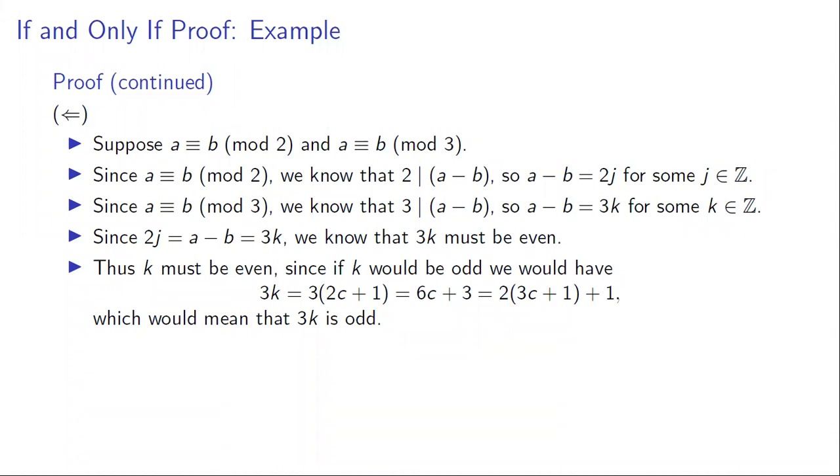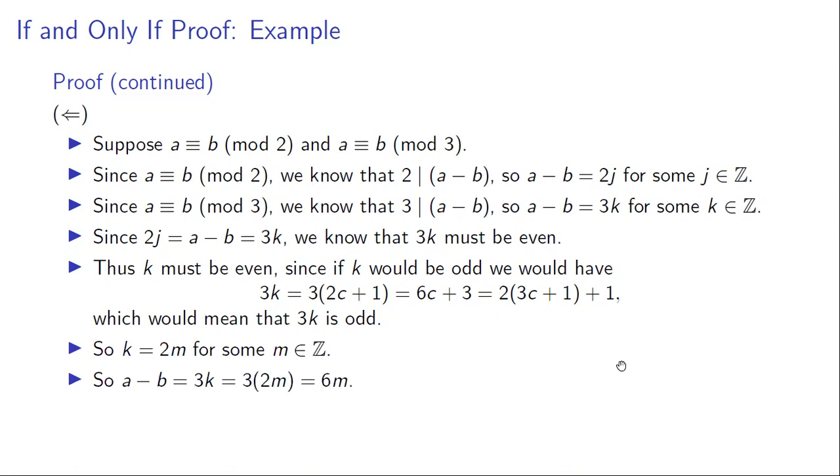Anyways, let's continue. We know that k is even, so k is equal to 2m for some integer m. Thus, A minus B, which is equal to 3k, can also be written as 3 times 2m, because k is 2m, which is 6m. So A minus B equals 6m. Aha, so therefore 6 divides A minus B, because we have A minus B equals 6 times an integer, and therefore A is congruent to B mod 6.